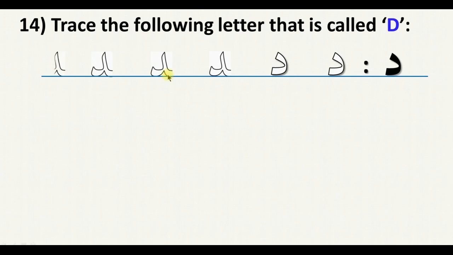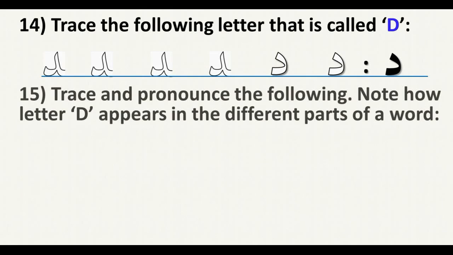Here we have another example. You will notice that all of these are the same. That is because this is how the letter D will appear even at the end of a word. For number 15, trace and pronounce the following. Note how letter D appears in the different parts of a word.